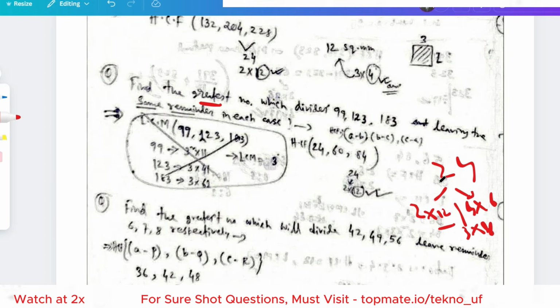Start with the lesser numbers first. So 2 into 12, 12 can divide all these numbers, so 12 is the HCF. I hope you understood how to calculate the HCF easily. And also you know the process for this type of problem: when they say find the greatest number which divides these 3 numbers, leaving the same remainder in each case, then you have to find the HCF of these differences.